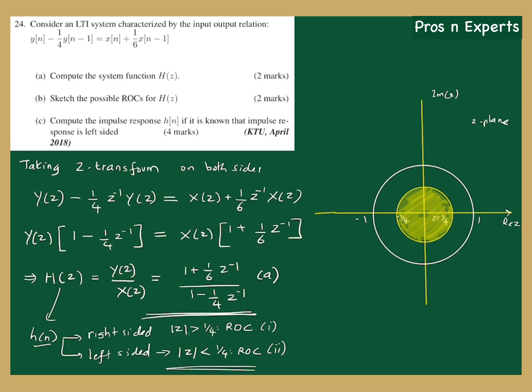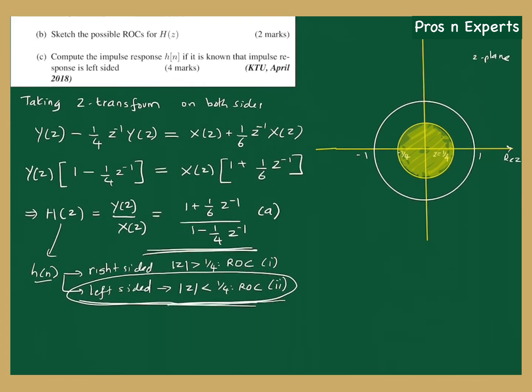And the last question is, compute the impulse response h of n, given that the impulse response is left-sided. So the questioner has given you that the impulse response is left-sided. Okay, left-sided. So in that case, what will be h of n? You have to find out h of n.